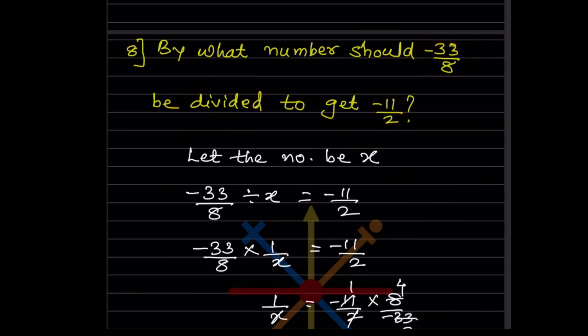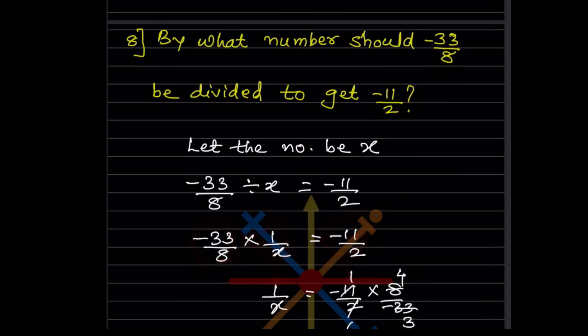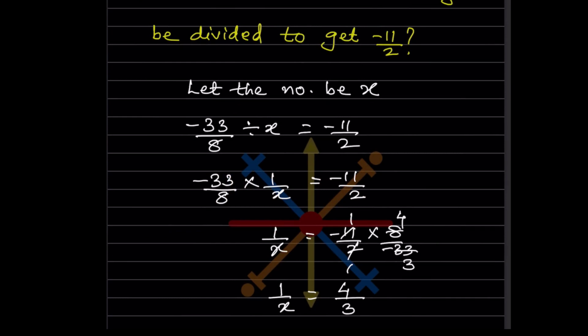So let the number be x. So here minus 33 by 8 divided by x is minus 11 by 2. Now this is going to be the same: division will become multiplication, and this is going to be the reciprocal. 1 by x is minus 11 by 12. Let us keep this 1 by x as it is first. This here is going to change places; because this is multiplication, it is going to flip over. 8 by minus 33.